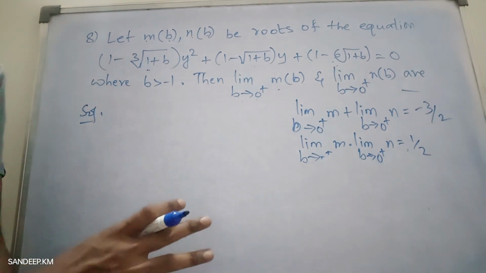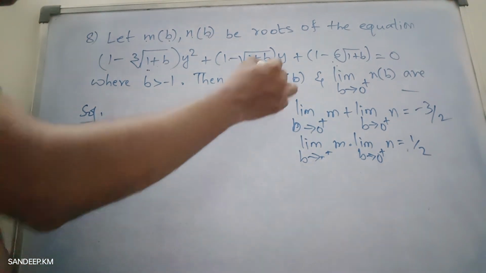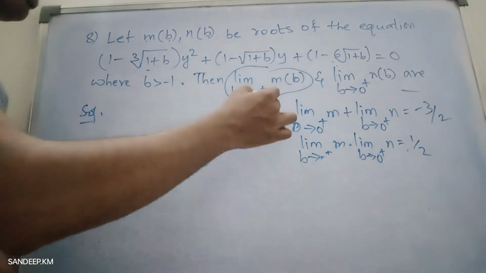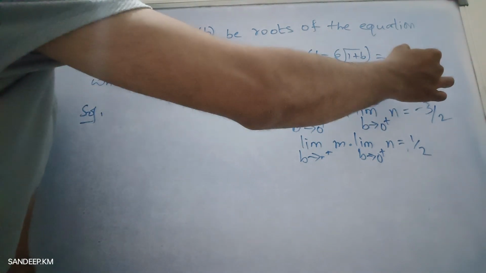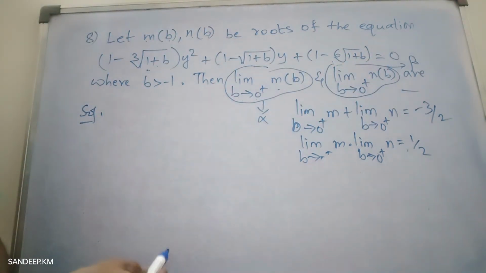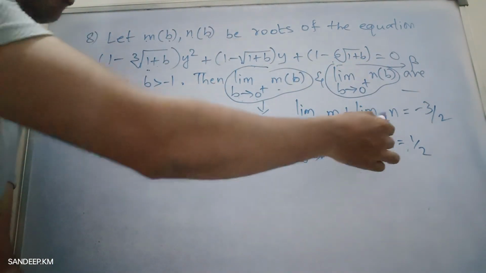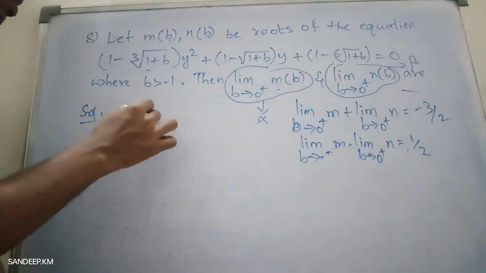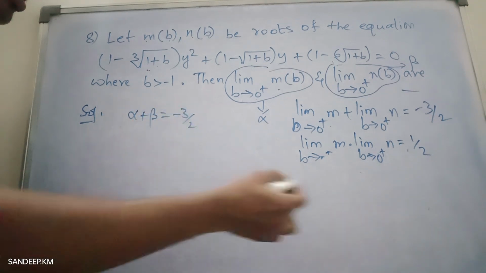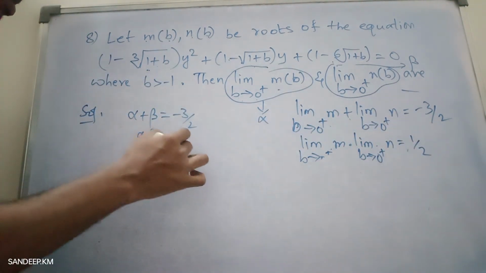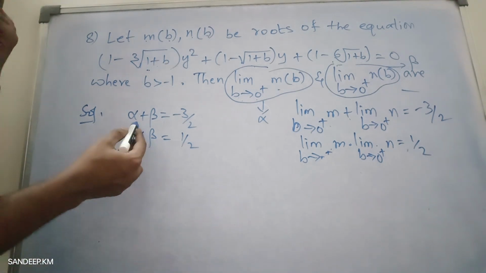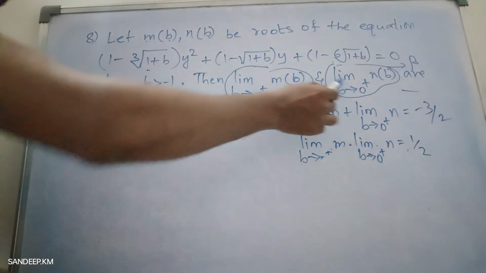Okay, now to make the solution look easy, let me call this for some time as alpha and I'll call this for some time as beta. So what happens to the question now? This is alpha plus beta is minus 3 by 2. And this is alpha into beta is 1 by 2. Now I want alpha value and beta value.